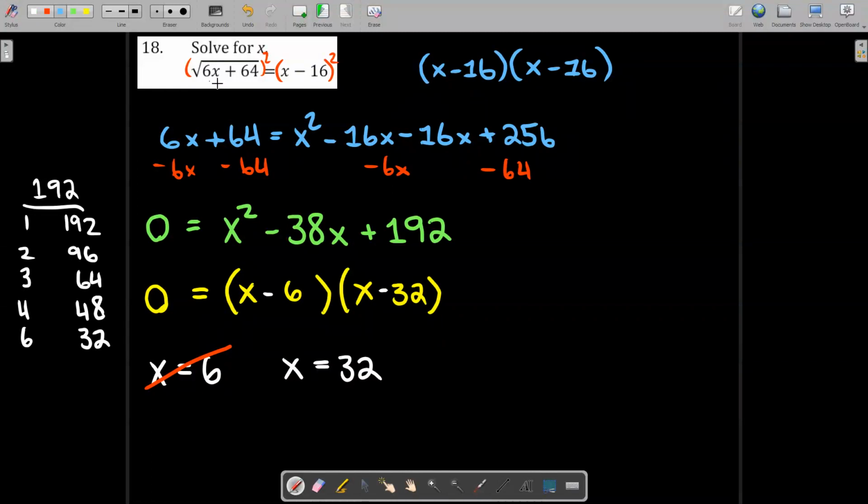32 times 6 is, what do we say, 192. And then 192 plus 64 is 256. The square root of 256 is 16. And of course, 32 minus 16 is also 16. So this is a good solution right here. And that would be the only solution to number 18. And we're done.